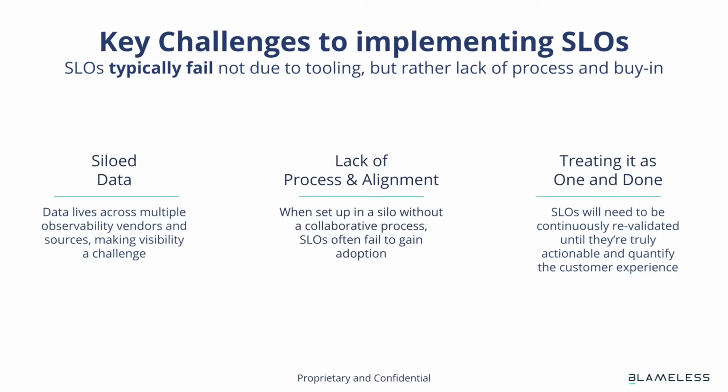Treating it as one and done. So SLOs will need to be continuously revalidated. This is very true. When you create SLOs, you should have some level of operationalized aspect to them, whether it's a weekly cadence meeting or something you do in your sprint lifecycle, so every 2 weeks. It's really important to do this, because if you don't continuously monitor your SLOs, they do end up just being something that sits on the side.